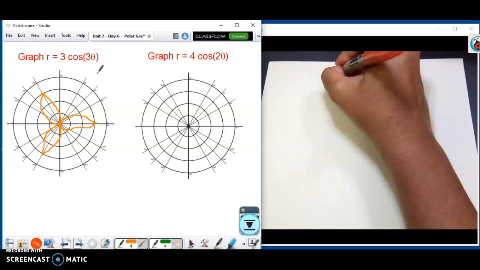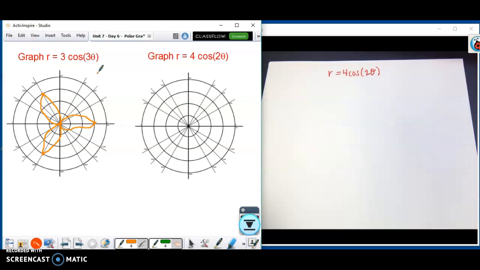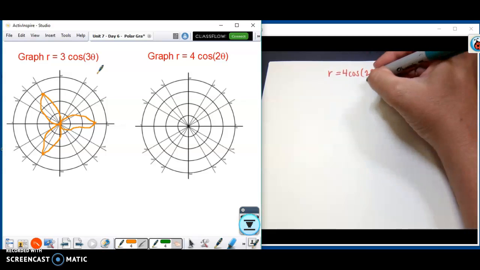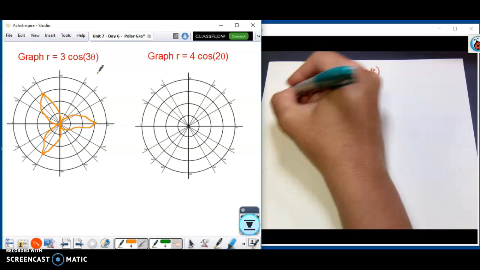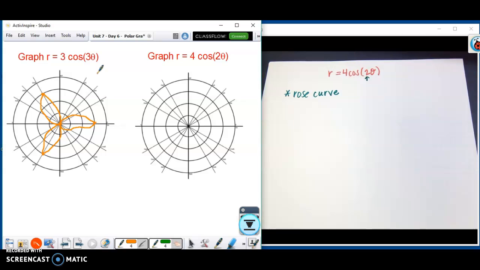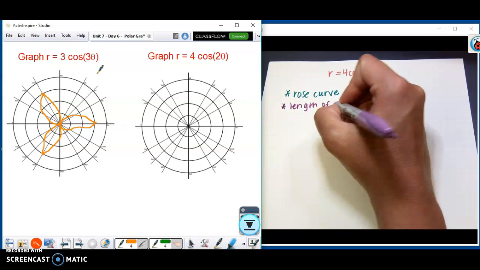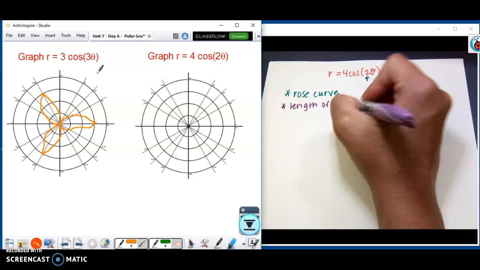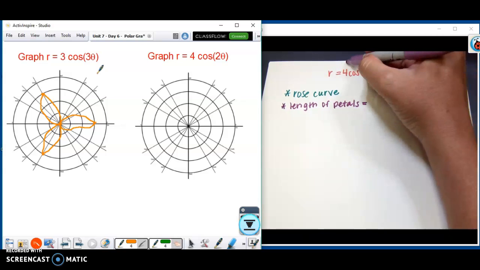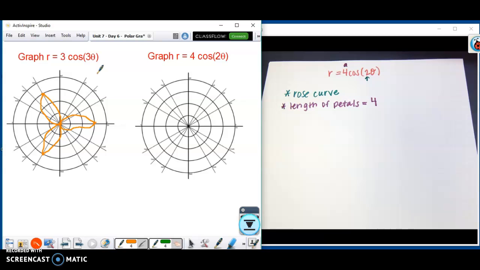Very similar. r equals 4 cosine of 2 theta. Okay, so first thing to figure out is what kind of shape. Well, because of this 2 here, we know this has to be a rose curve and not a circle. Okay, so next thing is the length of the petals. The length of your petals comes from your a value. The a value is 4, so each petal is going to be a length of 4.